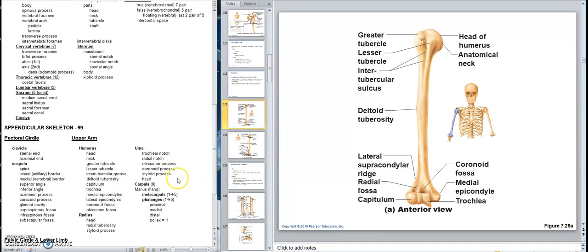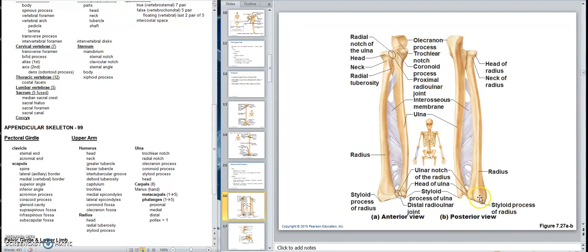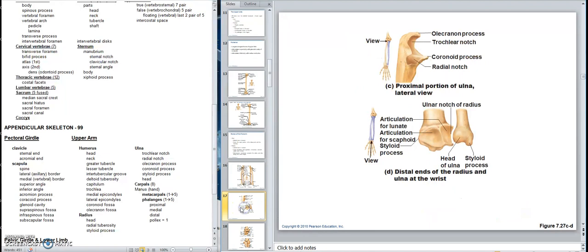Then you have the styloid process. Let's go down here. See, here's the styloid process of the radius right there. Okay? But the ulna also has a styloid process. Now, if you're holding your hand straight out, your thumb is the radius side, and your little finger is the ulnar side, just to help you again. All right. So here's that olecranon process. Here's the coronoid process. Here's that trochlear notch.